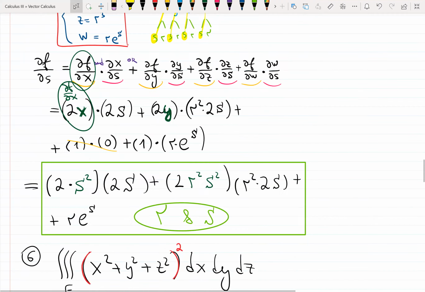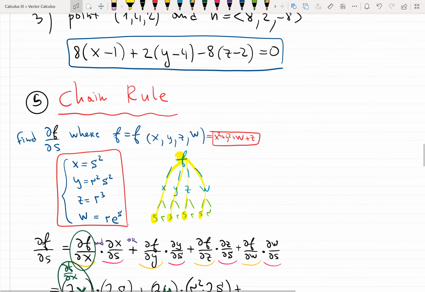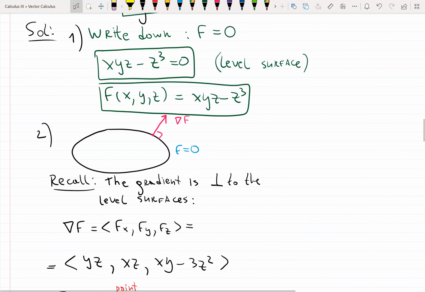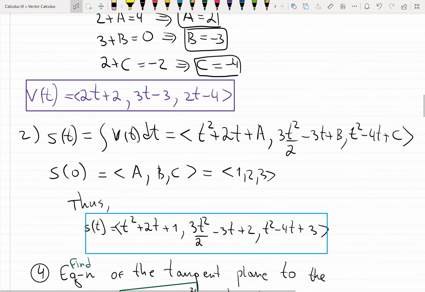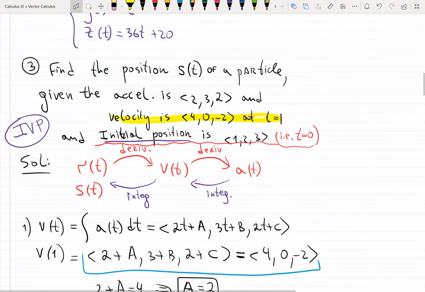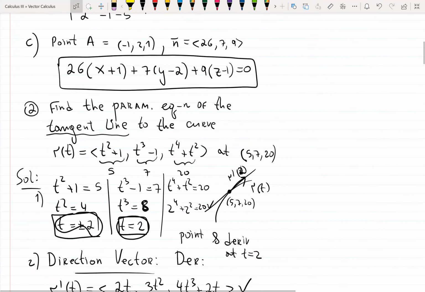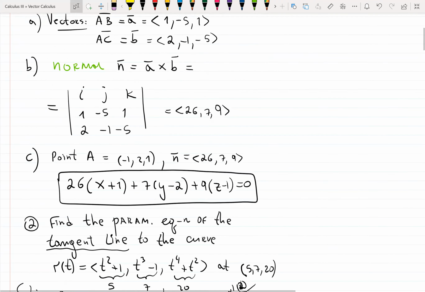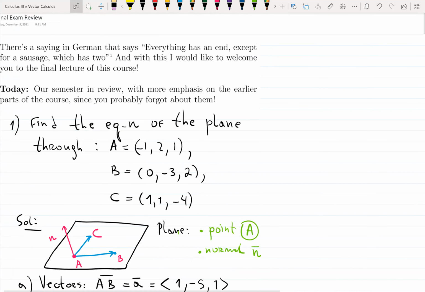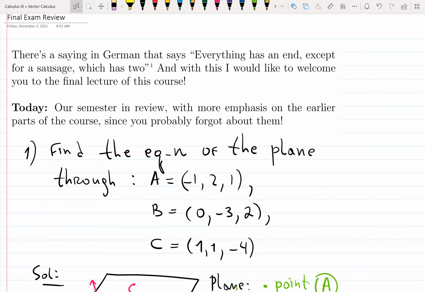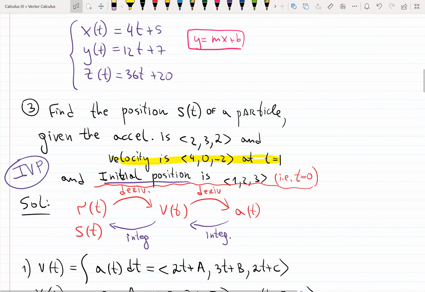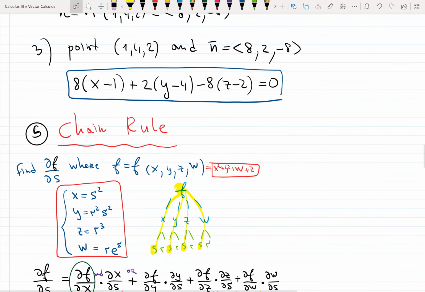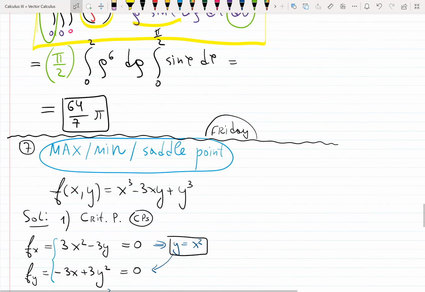Spherical coordinates one more time. We did partial derivative chain rule one more time. We did tangent plane and one more tangent plane and parametrization. So not actually too much stuff. Oh, and the joke. The German saying says, everything has an end except for sausage, which has 2. Today I'm sleepy enough to really like this joke. I think it's fun.